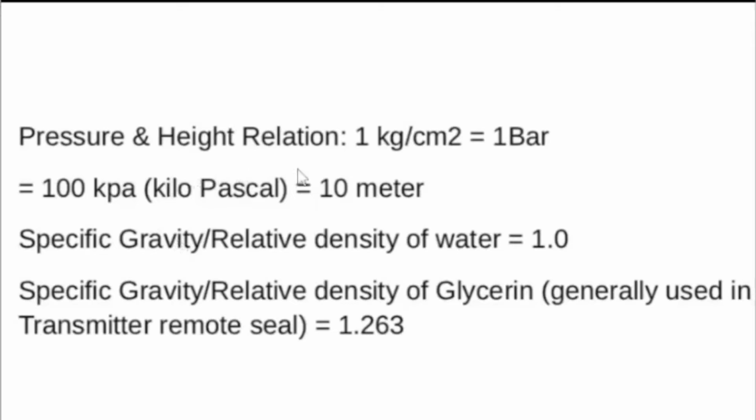Also, there is a relation between pressure and height. 1 kg per centimeter square pressure is equal to 1 bar, and that is equal to 100 kPa, kilopascal, and also it is 10 meter. We know the specific gravity or relative density of water is 1, and on the other hand, the specific gravity of the glycerin generally used in transmitter remote seal is 1.263.